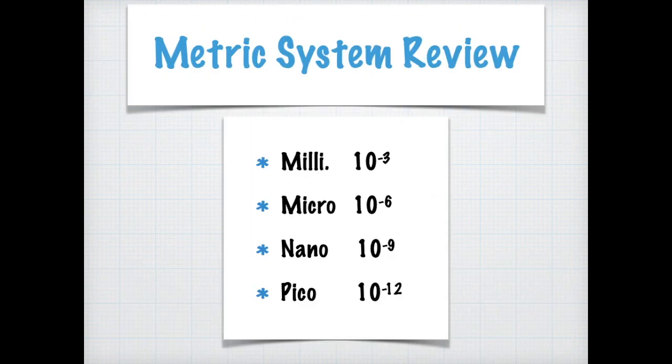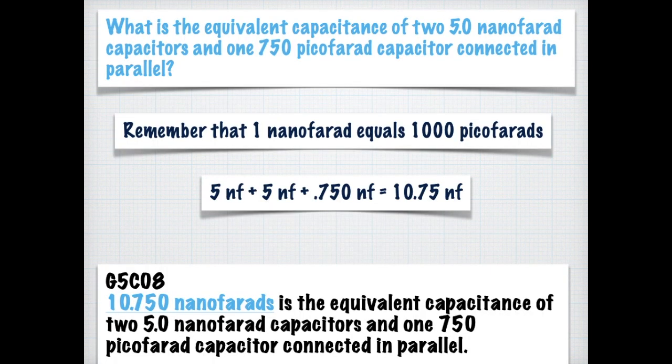For this next part, we need to do a little metric system review. We should remember from our technician class, or maybe science class in high school or college, that milli means 10 to the negative third, micro is 10 to the negative sixth, nano is 10 to the negative ninth, and pico is 10 to the negative 12th. You may have this question on your exam.